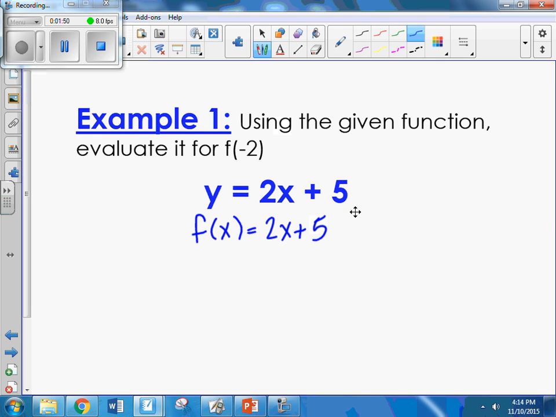Now, when I go to evaluate for f of negative 2, basically this is saying, see how this is f of negative 2 and this is f of x? This is saying if x equals negative 2, what is y? Or what is f of x? So what you're going to do is for every x you see in the function, you're going to put a negative 2 in its place.